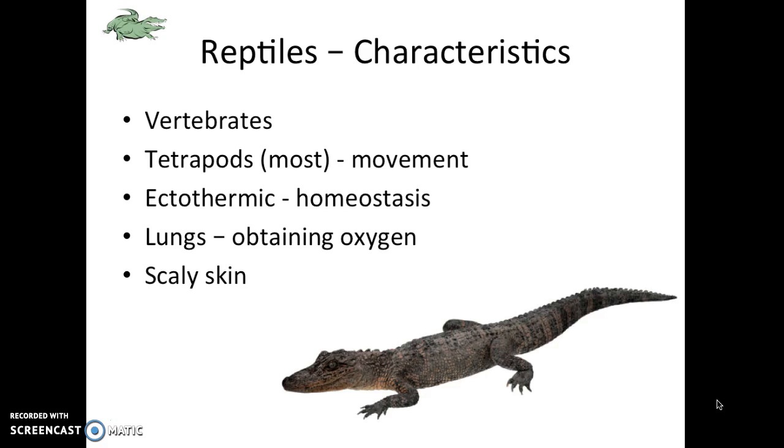Reptiles are ectothermic. This allows them to meet their need for homeostasis. They can regulate their body temperature using the external or outside environment. Reptiles, throughout their whole lives, have lungs, which helps them obtain oxygen. Reptiles are also classified by their scaly, rough skin, and that plays a specific role for them, which we'll look more into later.